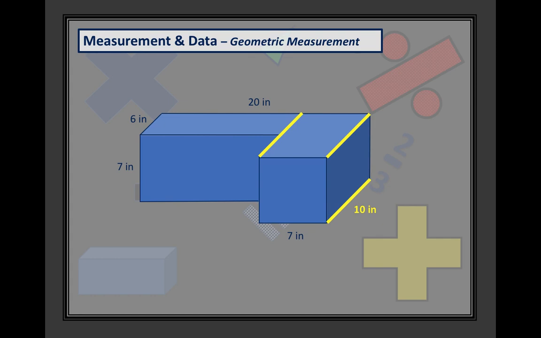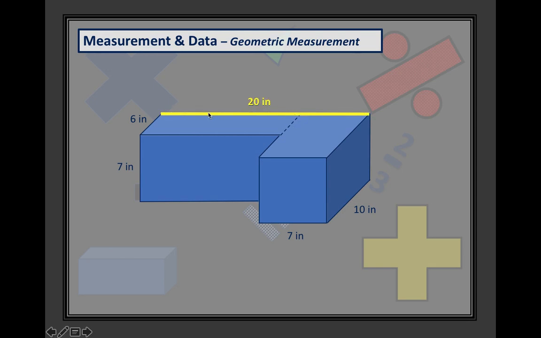Again, looking at the right figure, we see this has a length of 10 inches. From the front to back, it's 10 inches. If you look directly above that, this will also have a length of 10 inches, as well as this. If we look at the total width of both rectangular prisms, we get a combined width of 20 inches.